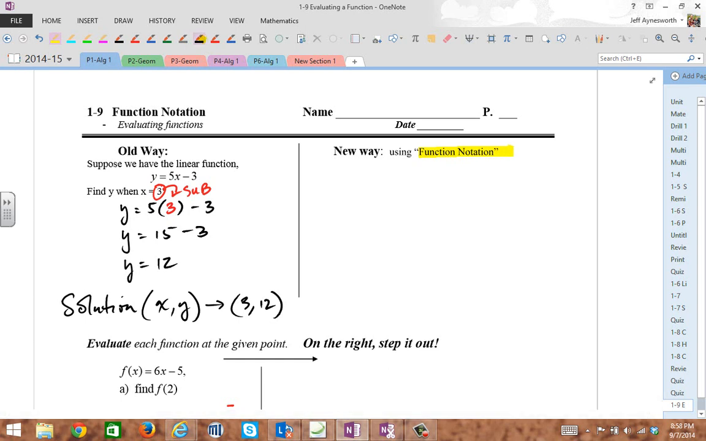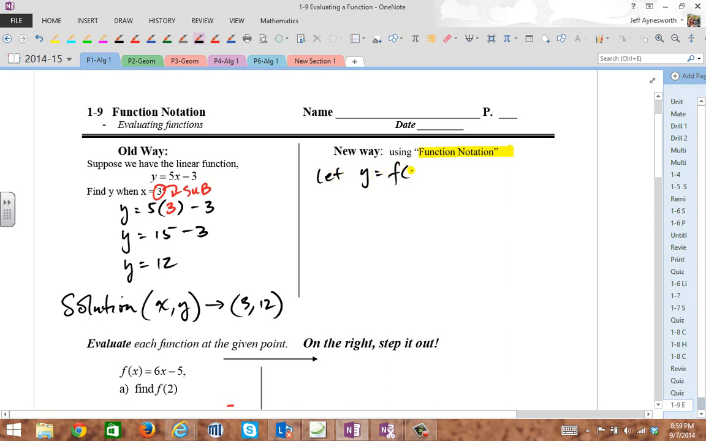I want to start off by saying something really crazy. I'm going to say let y equal what's called f of x. You say this as f of x. That's how you say it. So everybody say f of x. Good job. Now, a lot of people think f is being multiplied by x here because they see the parentheses. That's not the case. It's just a notation, guys. It's just another way of saying y.